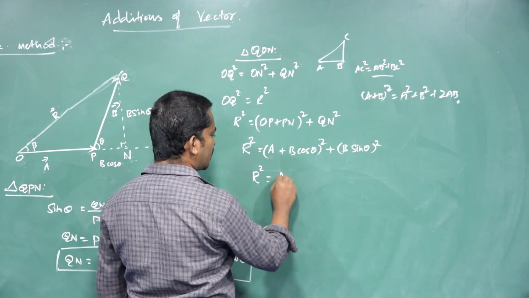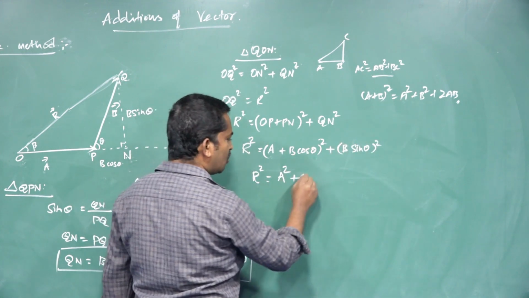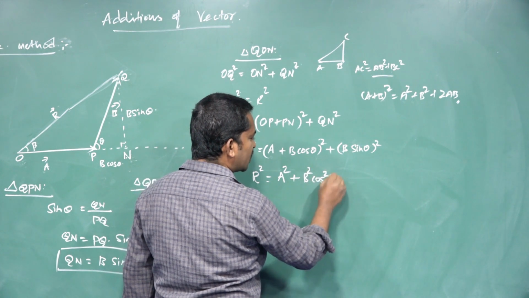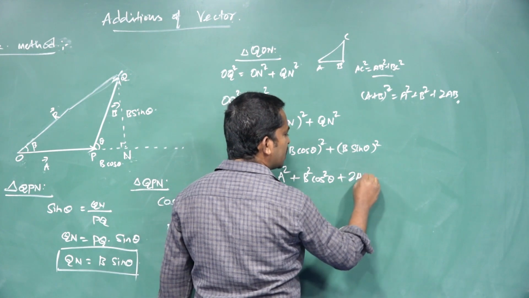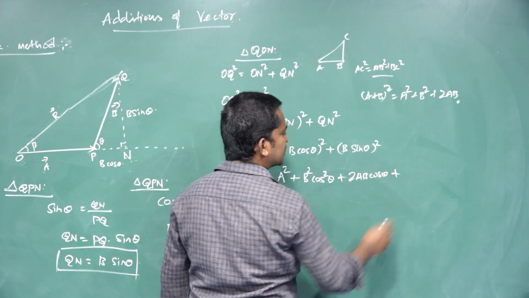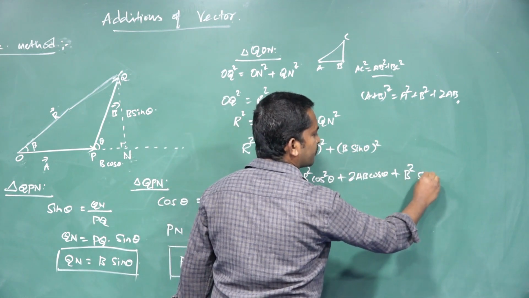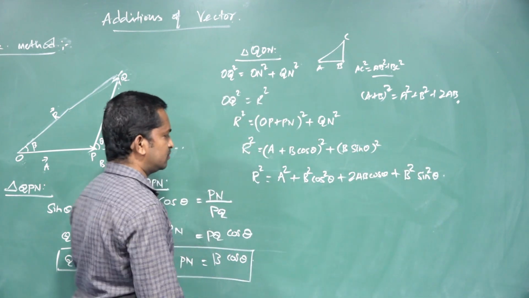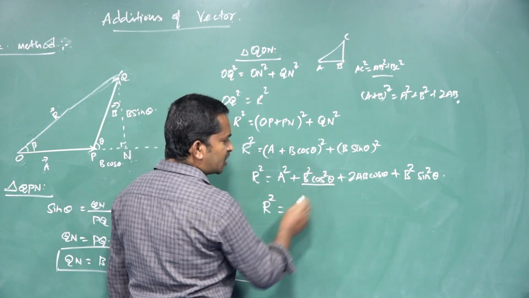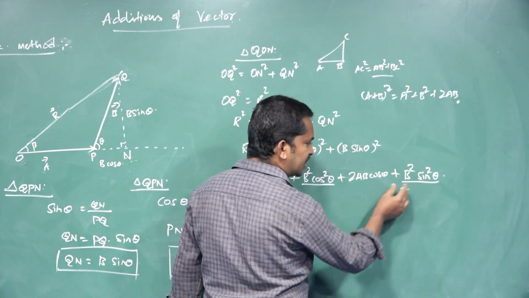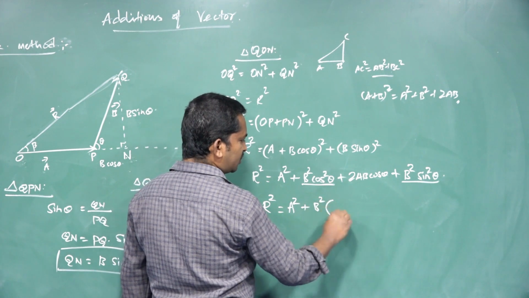What is this? A square plus, B is B cos theta, so B square cos square theta plus 2AB cos theta, plus B sin theta whole square, so B square sin square theta. So R square is equal to A square. Here B square cos square theta and B square sin square theta, the common factor is B square. So A square plus B square.